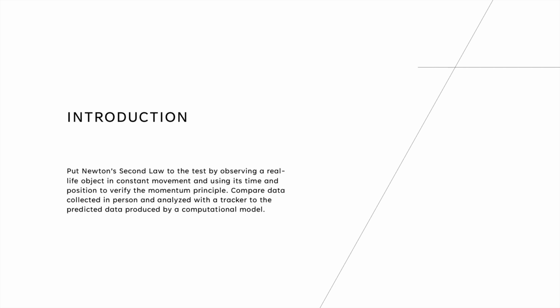So this project put Newton's second law to the test by observing a real-life object in constant velocity, which is not common in real life, but we're observing an object in the moment that it's in a relatively constant velocity, analyzing that data with a tracker, and then using the predicted data produced by a computational model to compare to the data collected by the tracker.